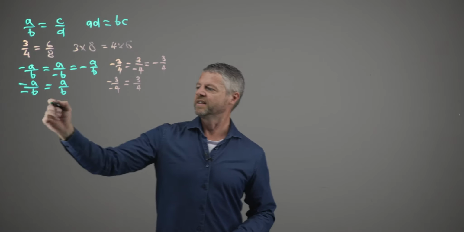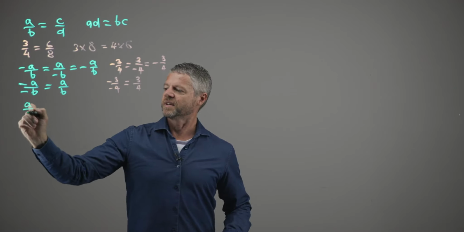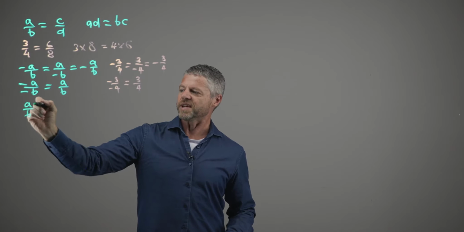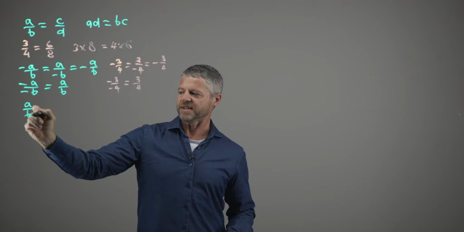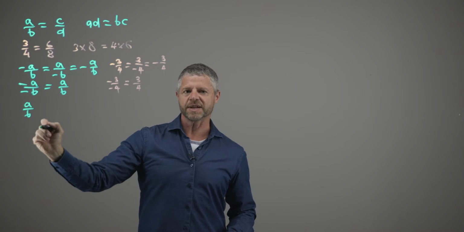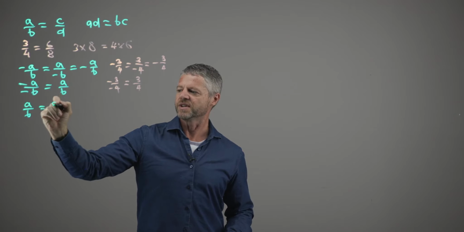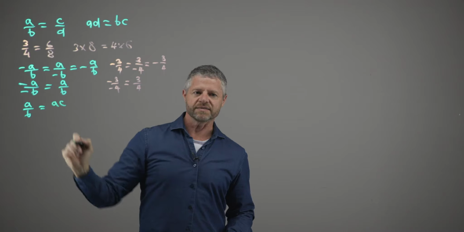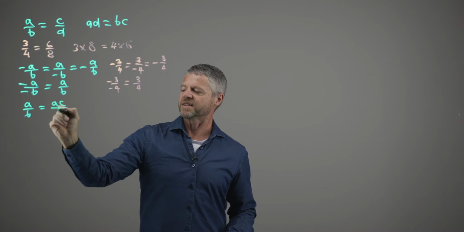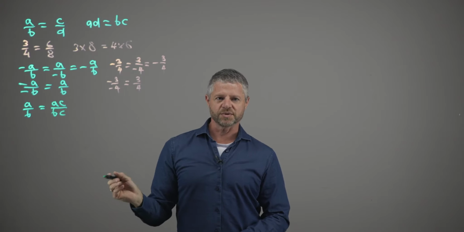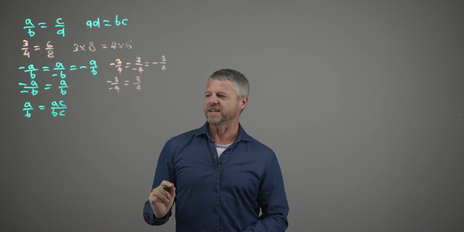And finally, if I have a fraction a over b and I multiply the numerator, which is a, and the denominator, which is b, by the same number, I get an equivalent fraction. So for example, if I write that number that I'm multiplying by as c, we've got a over b is equal to ac over bc.